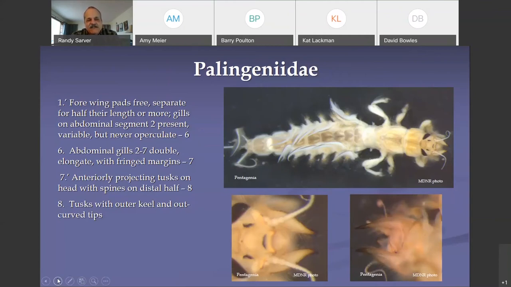So the tusk in this case, as you see, is a little bit different than the Hexagenia or the Ephemeridae, and has an outer keel along the tusk, and spines. It says tusk on head with spines on the distal half. So you have some spines out toward the distal half. It's not real obvious to see them in the photos, but that's how you would key out this family. Next.